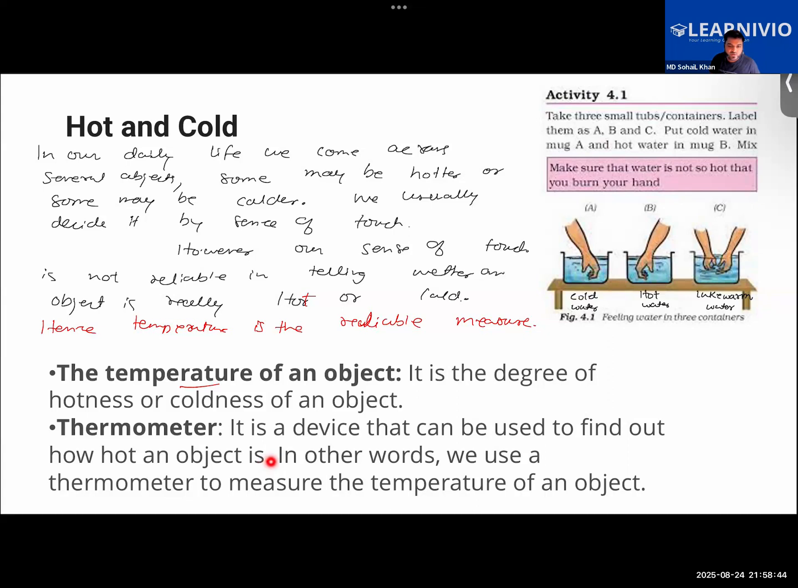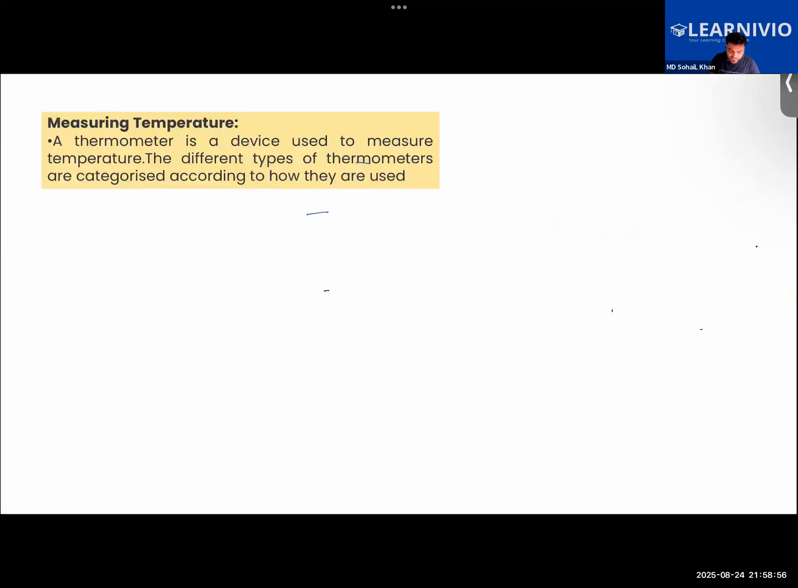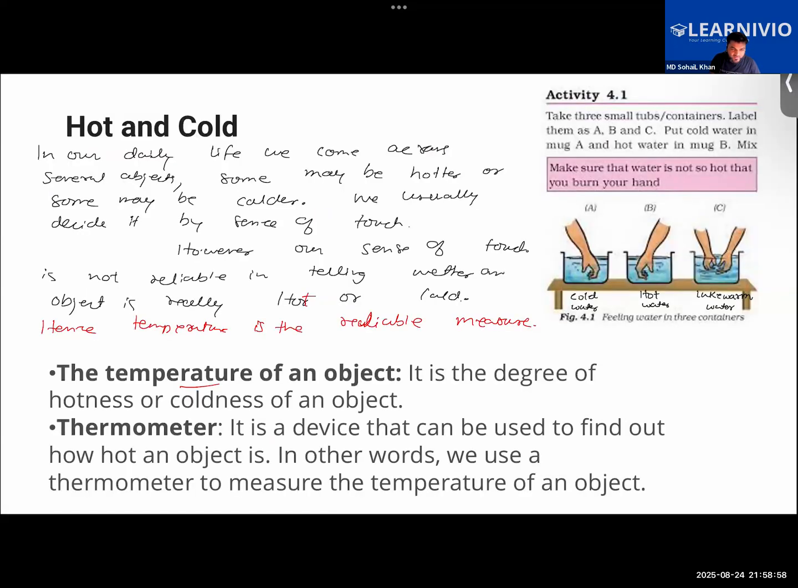We get the exact temperature also, right? Much more accurate than that. Temperature is basically the degree of hotness or coldness of an object, and that can always be measured with the help of a thermometer only.